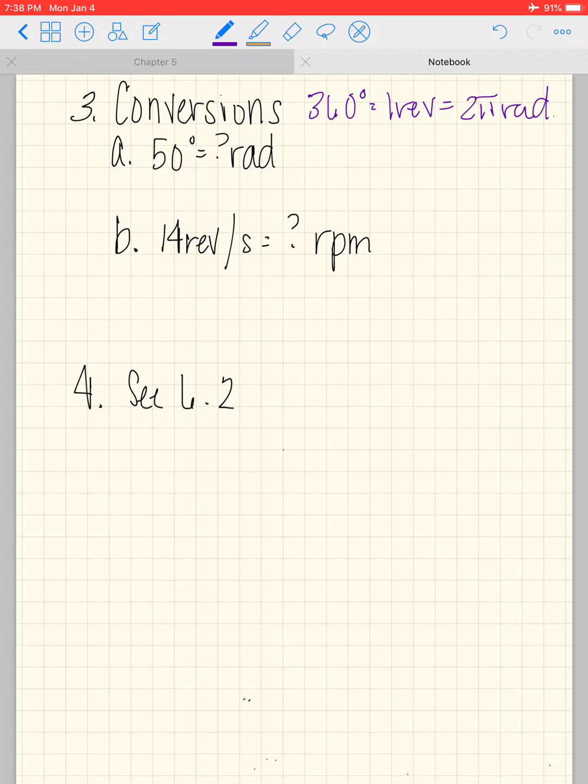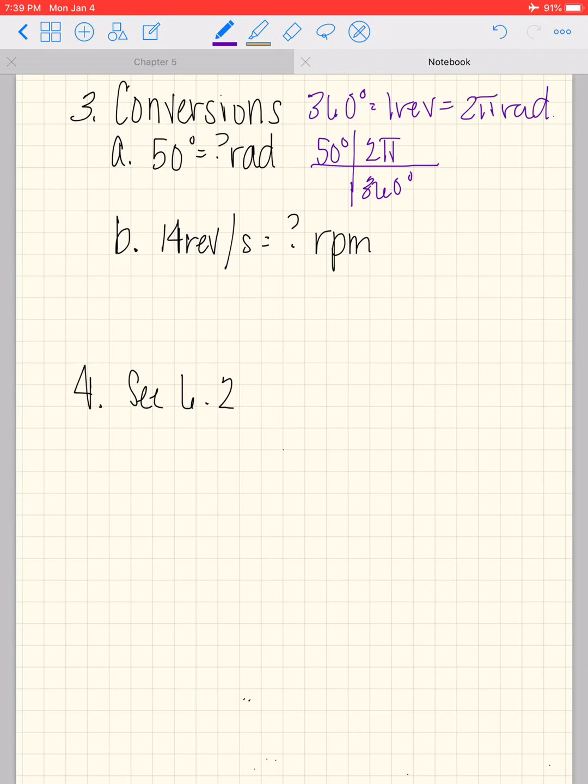So let's do a conversion. 50 degrees is how many radians? And you can go ahead and use your dimensional analysis. So I'm going to have 50 degrees here, and 360 degrees is the same as 2 pi radians, and I don't want you to leave it in pi. When you plug it into your calculator, this is really, really important. This is not like in math.